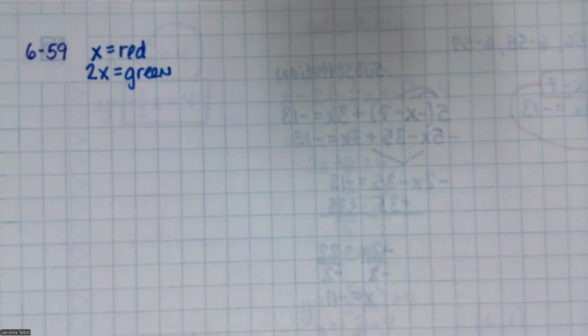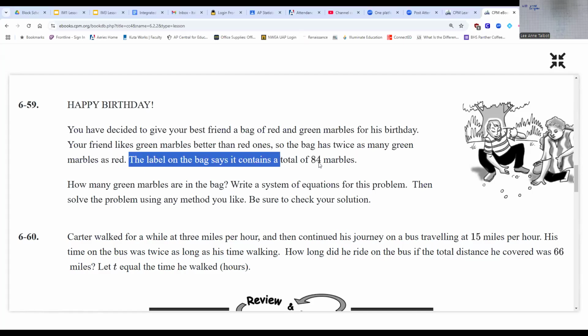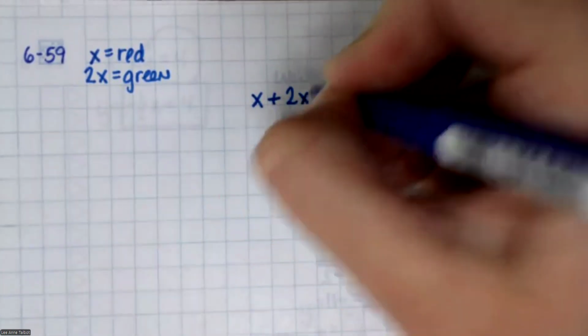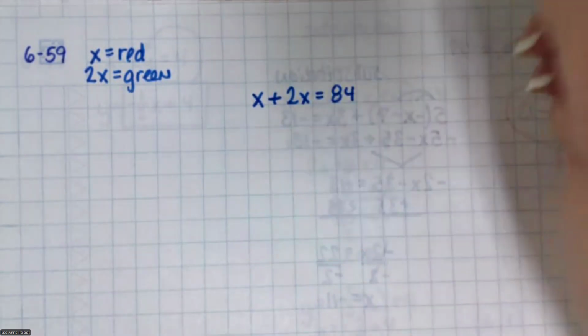Right. Forgot what the problem said after that. Oh, I didn't even read it. Okay. The label on the bag says it contains a total of 84 marbles. What operation is total? Add, right? When you get the total of something, you add it. So it says contains a total of 84 marbles. So that means that the red marbles plus the green marbles is a total of 84.